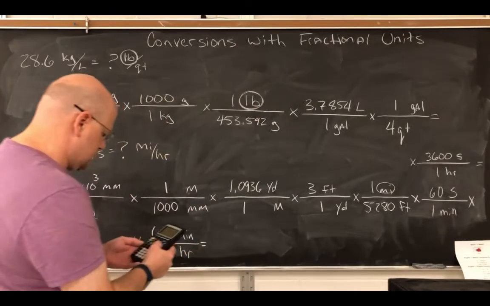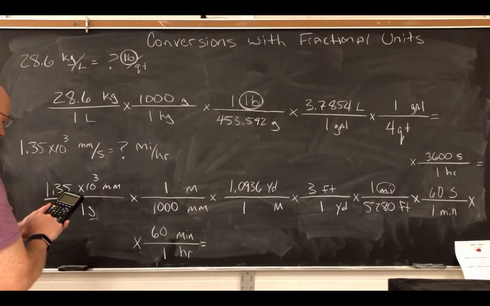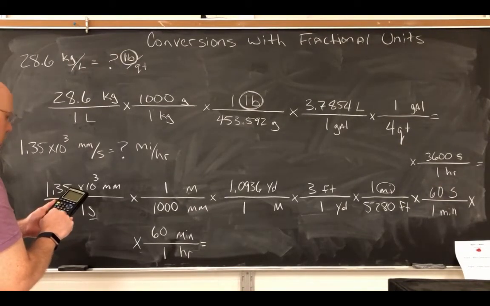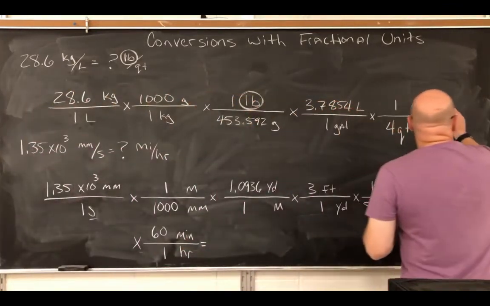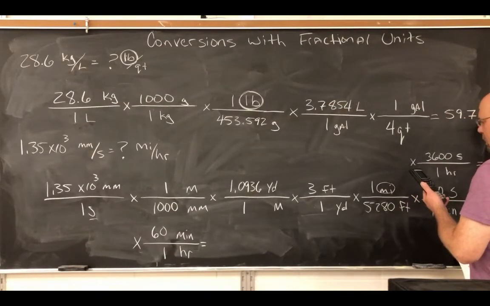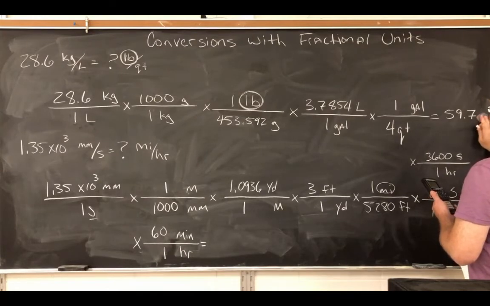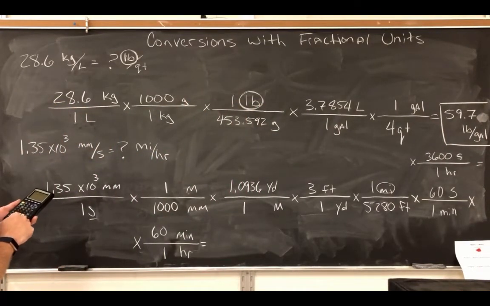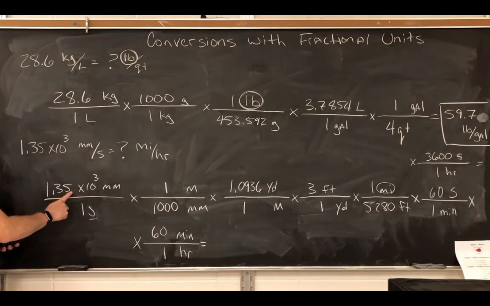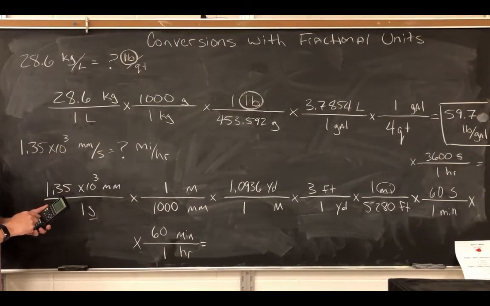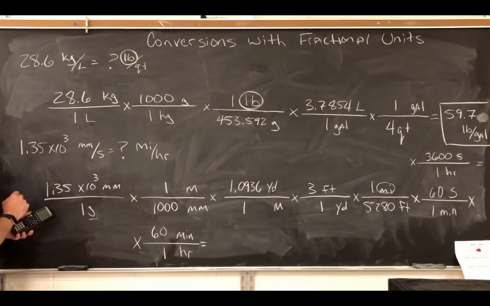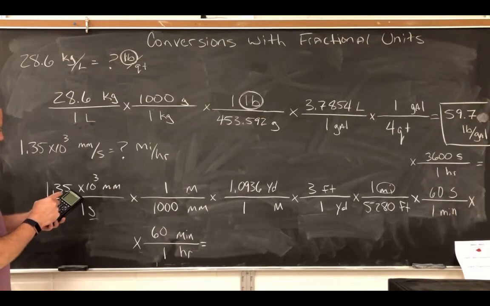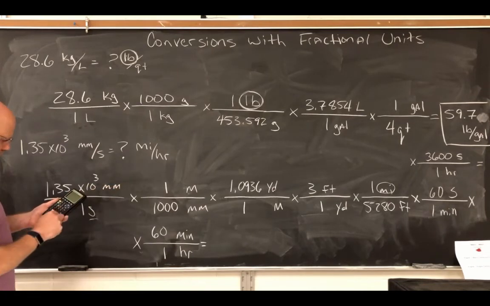And if we calculate these out now, when you're typing this into your calculator, remember how I taught you to do that. You type in 1.35, and then your EE button, and then you put your 3 for your exponent, and you just continue on. So on my calculator, I got 1.35 e to the third, and then I have to divide by 1,000, and just continue on with the other conversions.